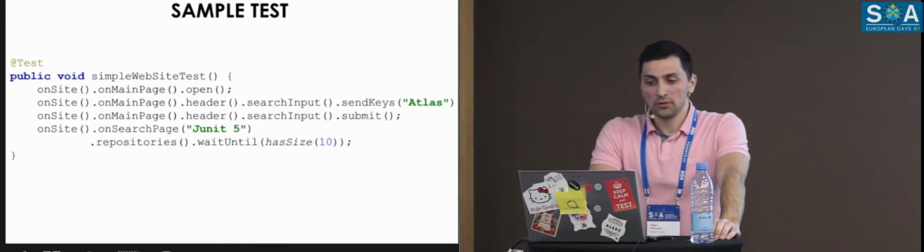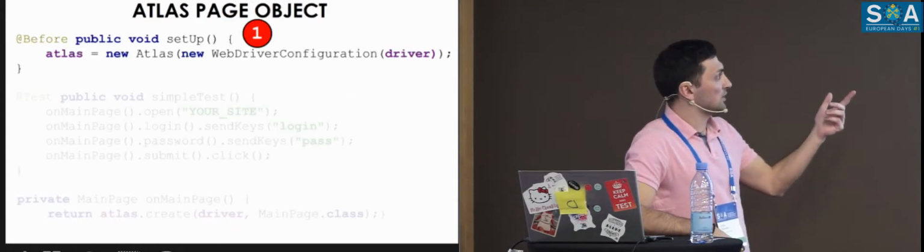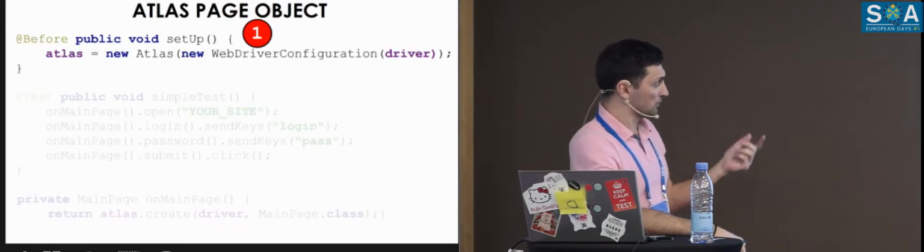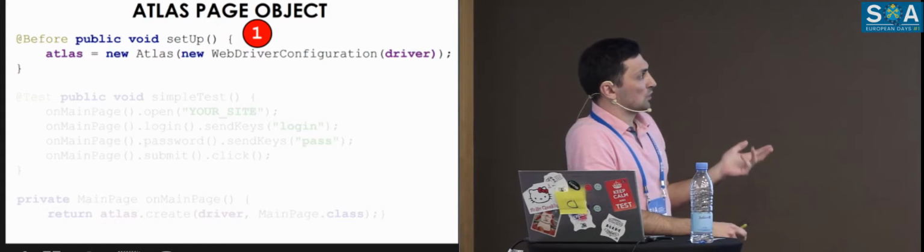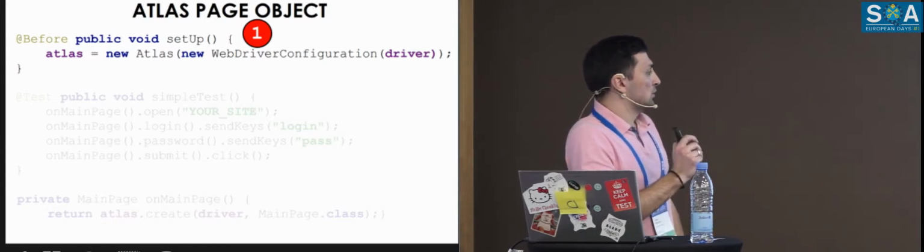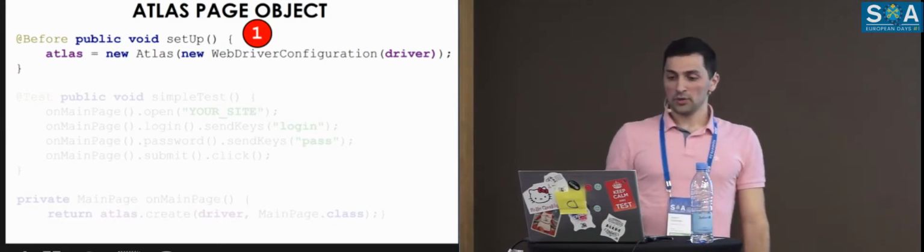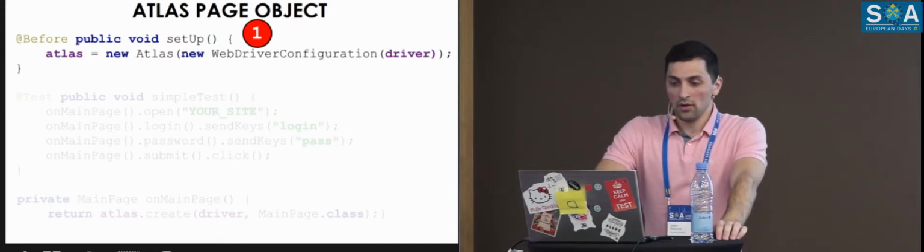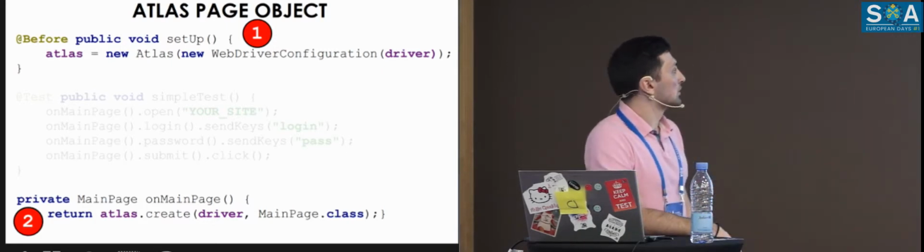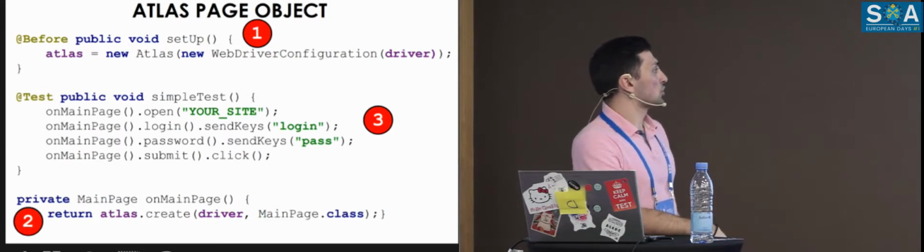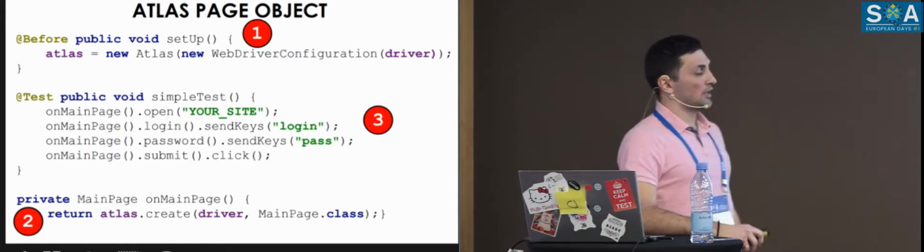The first point when we use Atlas is that we must configure it. We create an Atlas instance and set the WebDriver configuration, or we can set an Appium driver configuration. Next, using a utility method, we create our page. On this slide, I create the main page. And the last point, we develop our test. As usual, I get the context of my page, open my page, and then I use different components, different layers, and then I use the Selenium API methods.